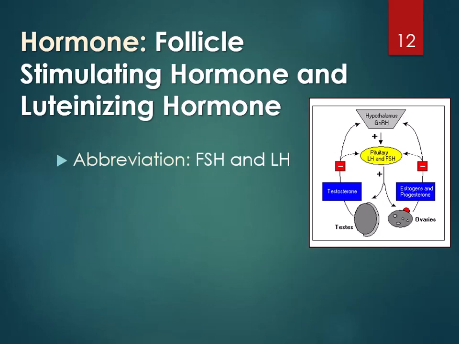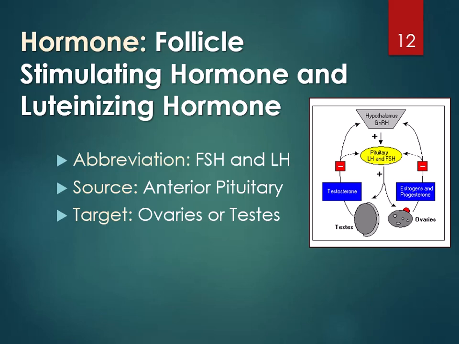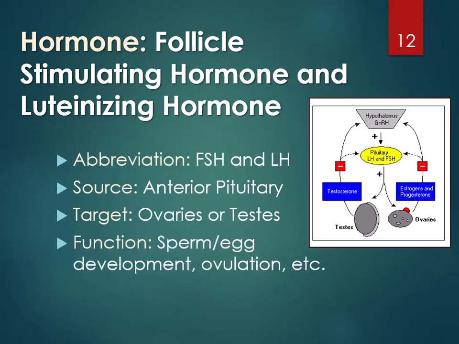Follicle stimulating hormone and luteinizing hormone, sometimes abbreviated FSH and LH, are both released from the anterior pituitary at puberty. Okay, these aren't released until puberty hits. They target the ovaries or testes, depending on whether you're a female or a male. And in women, LH induces ovulation, FSH makes you produce eggs, FSH in men makes you produce sperm, and LH causes the release of testosterone.